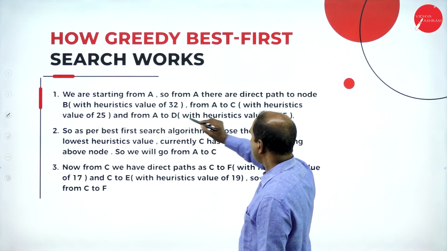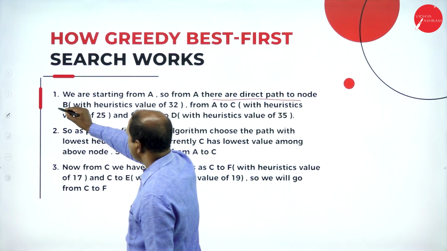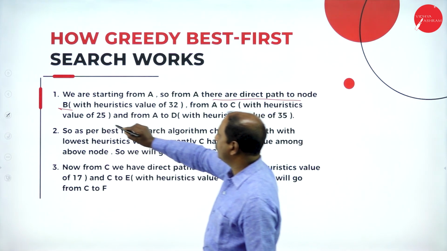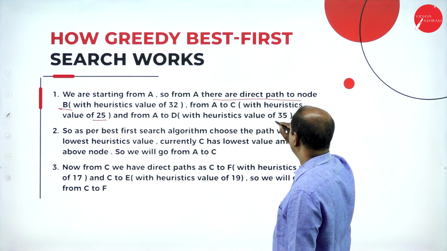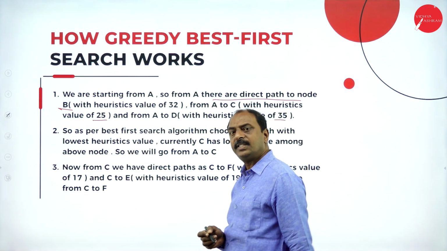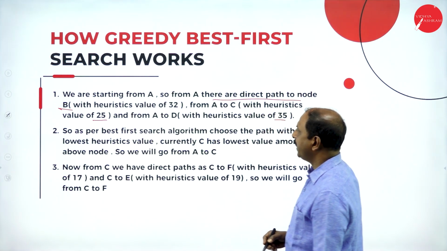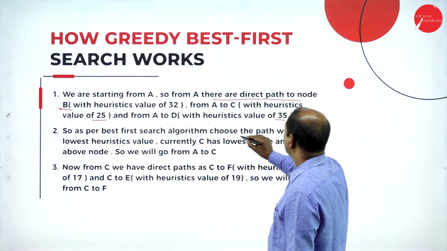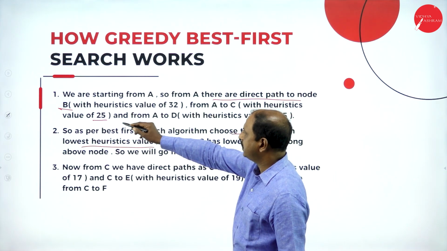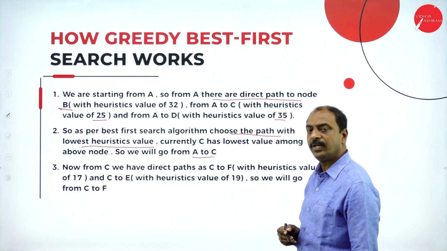If you are starting from A, there are direct paths to nodes. That is to B, one path with the value 32, and A to C with the heuristic value 25, and A to D with the value 35. Out of 35, 32 and 25, 25 is the lowest value. It takes the path A to C. Next, as per the best first search algorithm, choose the path with the lowest heuristic value. Accordingly, it takes this path. So it is going to move from node A to C. This is the first movement.